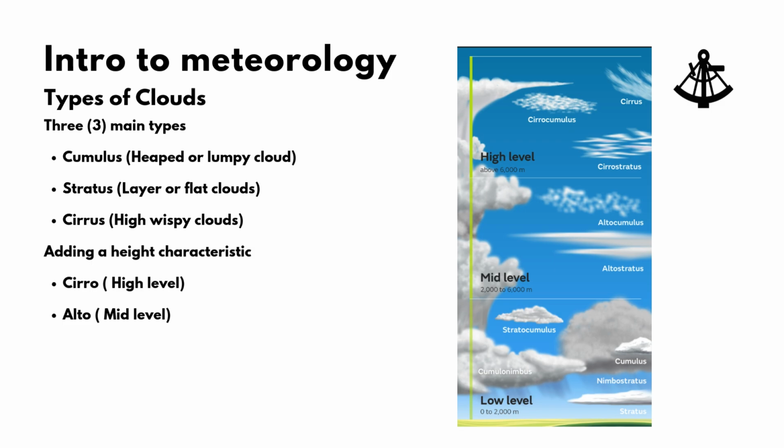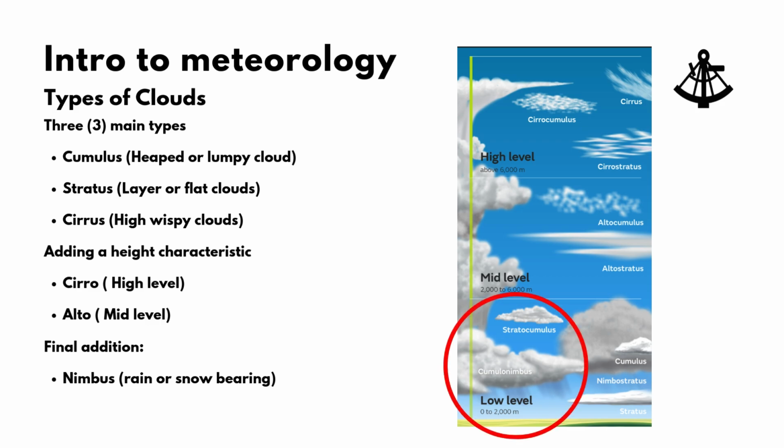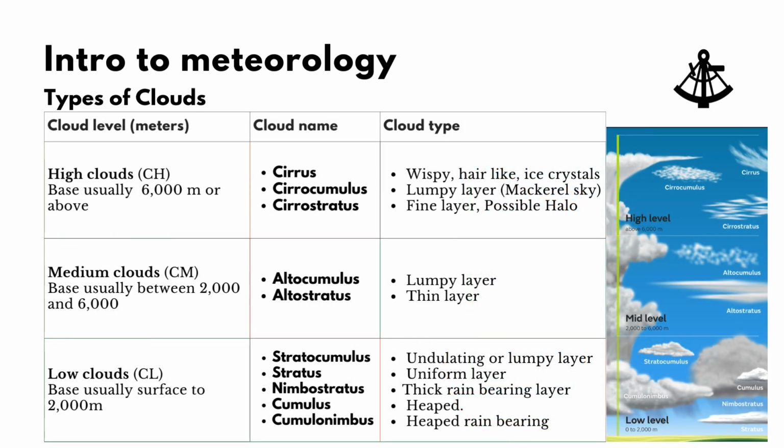So the next thing we do is to add a height characteristic. Cirro means high level. So cirrocumulus is fluffy, high-lying clouds. Alto means mid-level. So we have altostratus, which is a layer of clouds lying at mid-level. The final addition is nimbus, which means rain or snow bearing. So a cumulonimbus cloud is a fluffy, rain-bearing cloud. So with these 6 terms, we can describe the majority of the clouds.